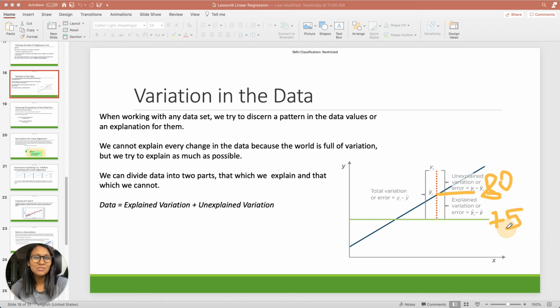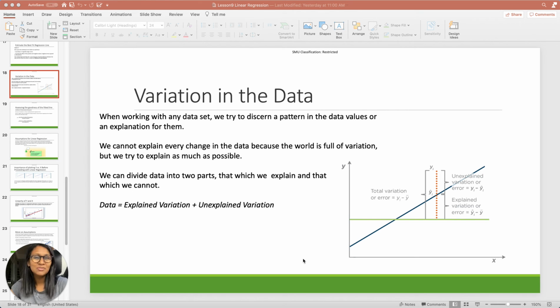So the total variation is the difference between 90 and 75, that is 15 units. 5 units out of that you are able to explain with the help of your regression model, and 10 units you're not able to explain. So this is basically an explanation for the difference between the explained variation and the unexplained variation.